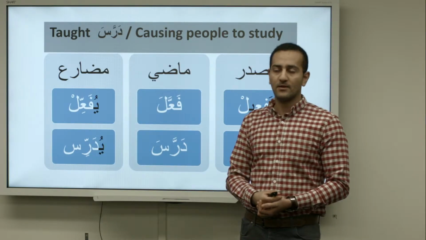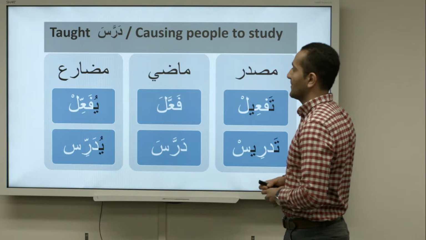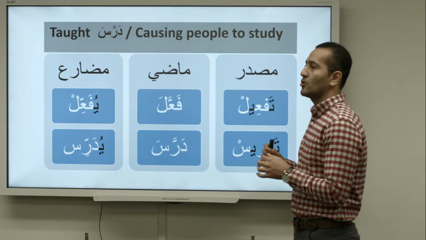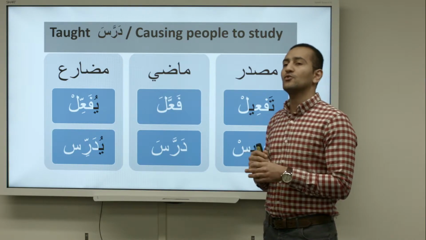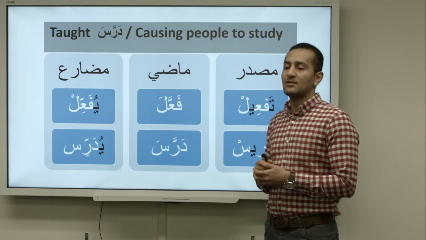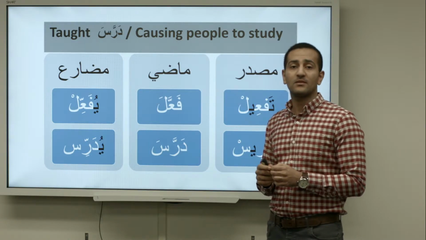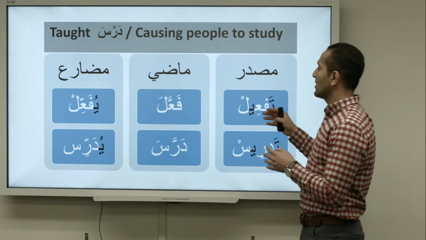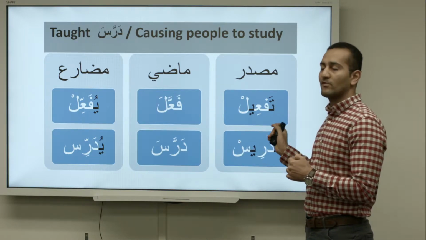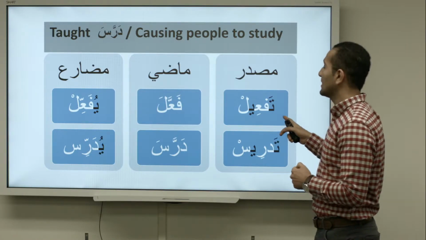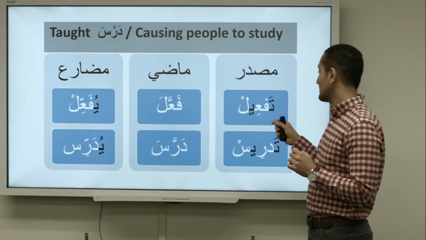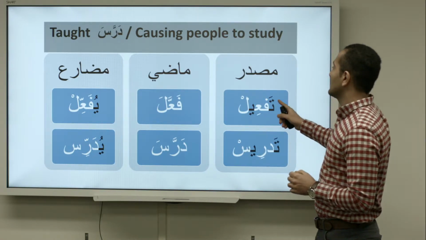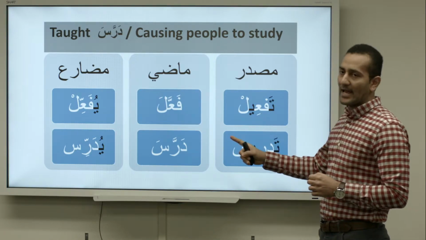Let's look at examples here. We took the word darasa, taught, caused someone to study. As I told you earlier, we are going to study the patterns in the past, the present, and the verbal noun, al-masdar. So al-wazn of the masdar from verb form 2 will be taf'il, ta with fatha, and عيل, عي with kasra. So تفعيل. تفعيل المصدر, الماضي فعل, as we said.